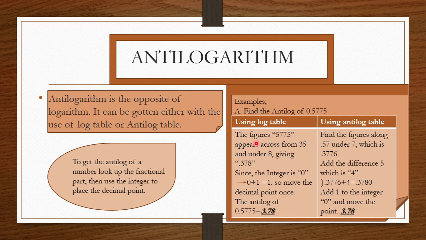Since our integer here is 0, we are going to add 1 to our integer. So it will become 0 plus 1 equals 1. So now you move the decimal point once. Remember, our decimal point here is at the front. Since we're adding 0 plus 1 equals 1, we're going to move the decimal point only once to this place. So that means the antilog of 0.5775 equals 3.78.